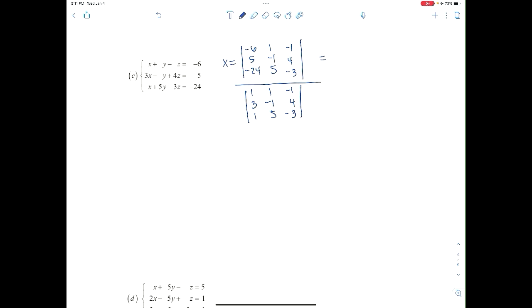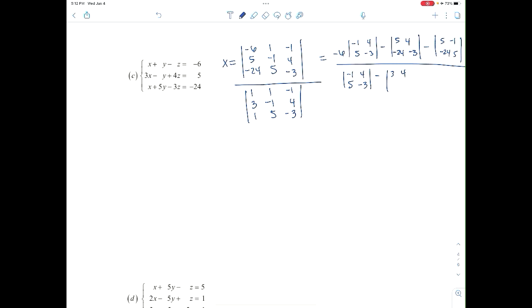This gives us -6 times the determinant, -1, 4, 5, -3, minus 1 times the determinant of 5, 4, -24, -3, minus 1 times 5, -1, -24, and 5, over 1 times -1, 4, 5, negative 3, minus 1 times 3, 4, 1, negative 3, minus 1 times 3, negative 1, 1, 5.